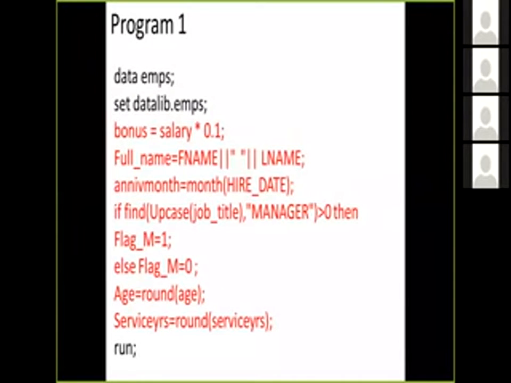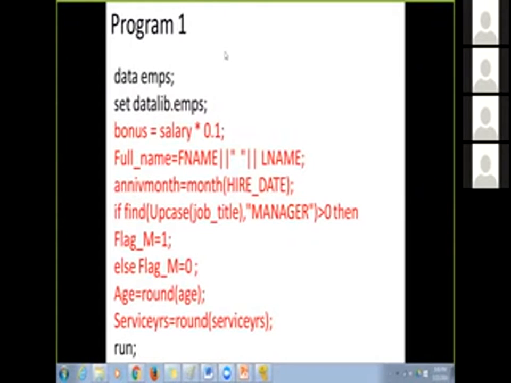So you are actually learning a lot of things over here. You are learning operators, you are learning a function, as well as you are learning if then else. Okay, so that is how we define the flags. The next is age. You are rounding off the age with the round function, so that you just get the rounded unit, and also the service years you want to round.